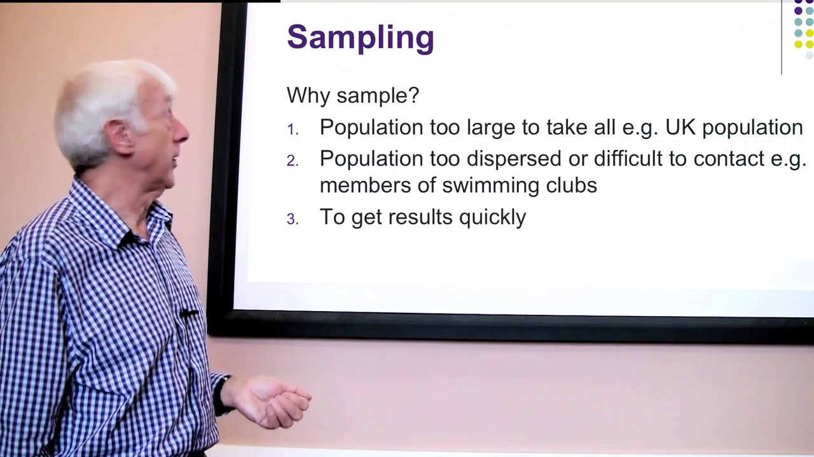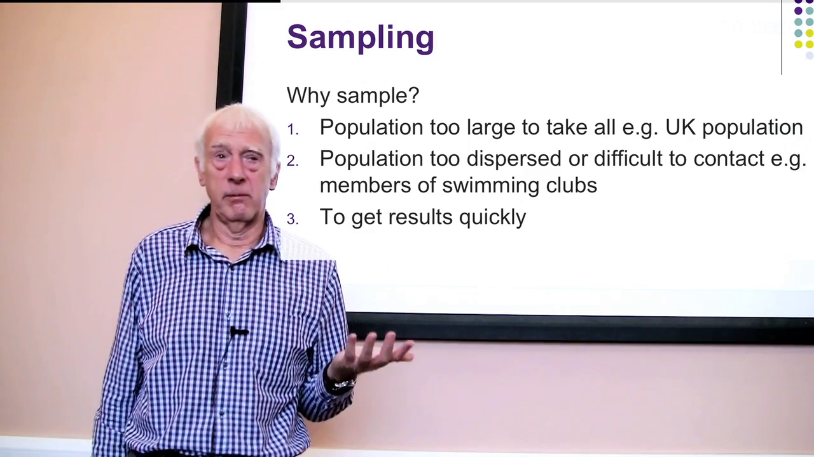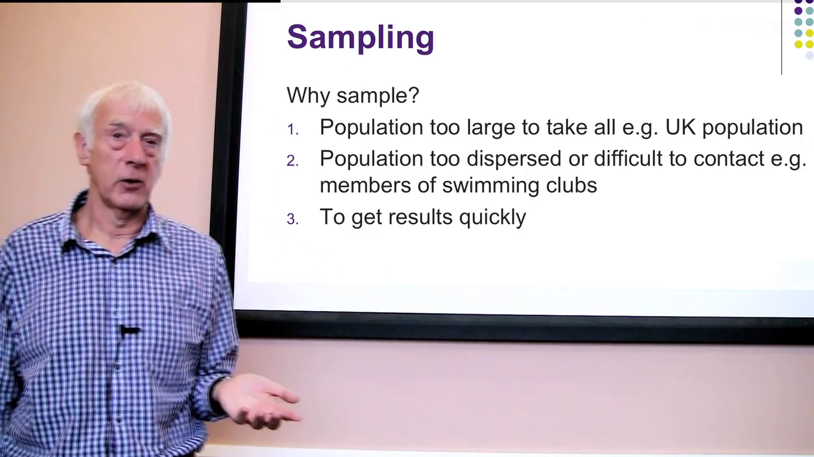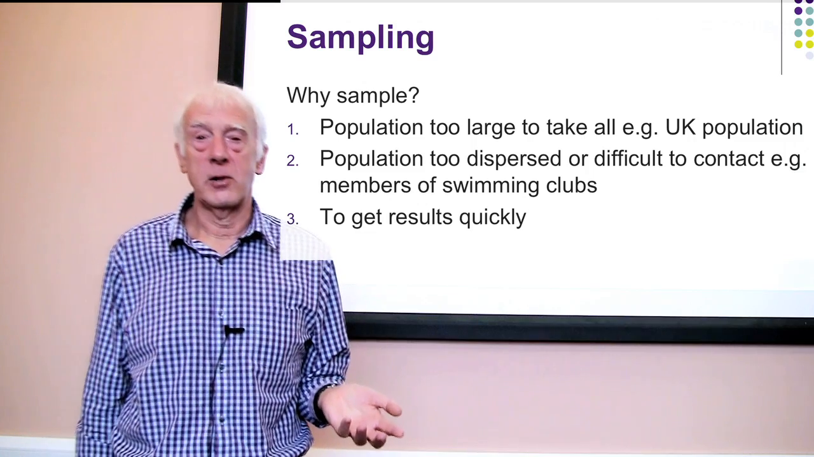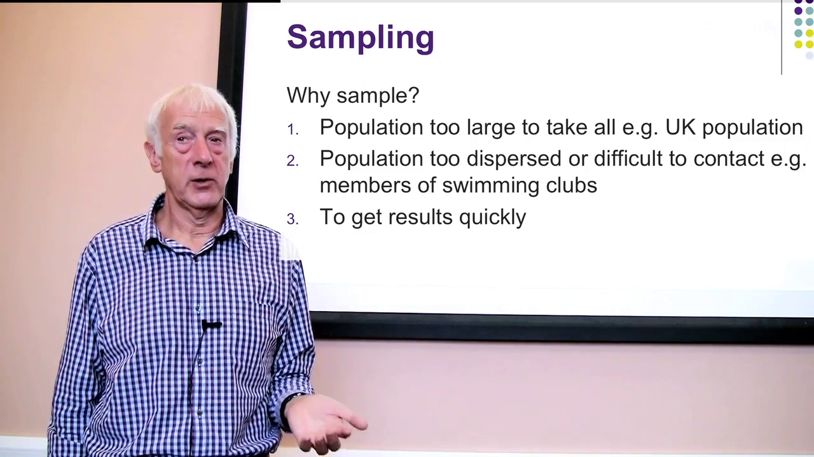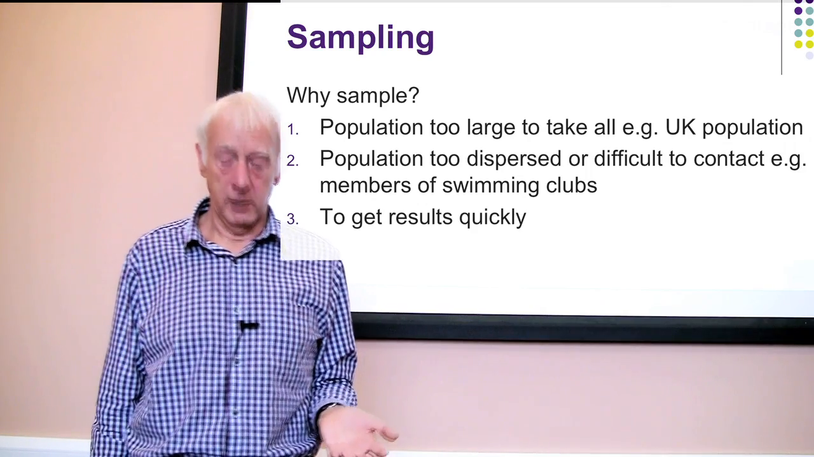Okay, first question, why sample? I think the obvious thing, first of all, is because the population is too large. Unless you're the government doing the census, populations are too large to go to every single person in that population. So in this case, you sample.